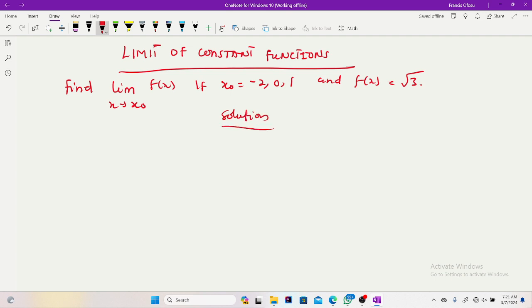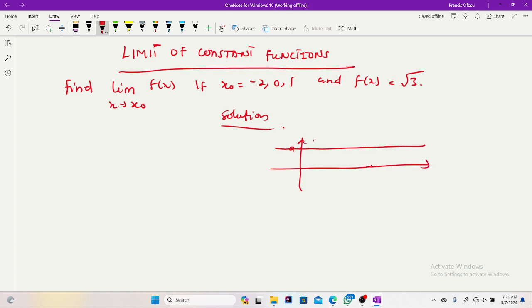Let's move straight to solving this problem. So limits of constant functions. What is a constant function? In our video on constant functions, you realize that these are functions which produce a constant output despite the input. So the function produces a constant output, let's say A. Whatever you put in this function, you get what?